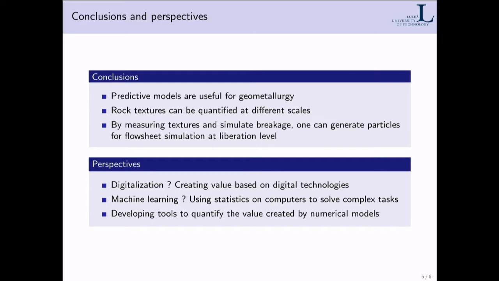Then rock textures could be quantified at different scales. So instead of having to describe rock textures in terms of veining, disseminated, or adjectives that can vary from one person to another, we can actually derive a vector or matrix that allows us to, for example, talk about the distance between two rock textures, and in turn talk about the different degree of liberation after comminution for different rocks. So that was an interesting part.